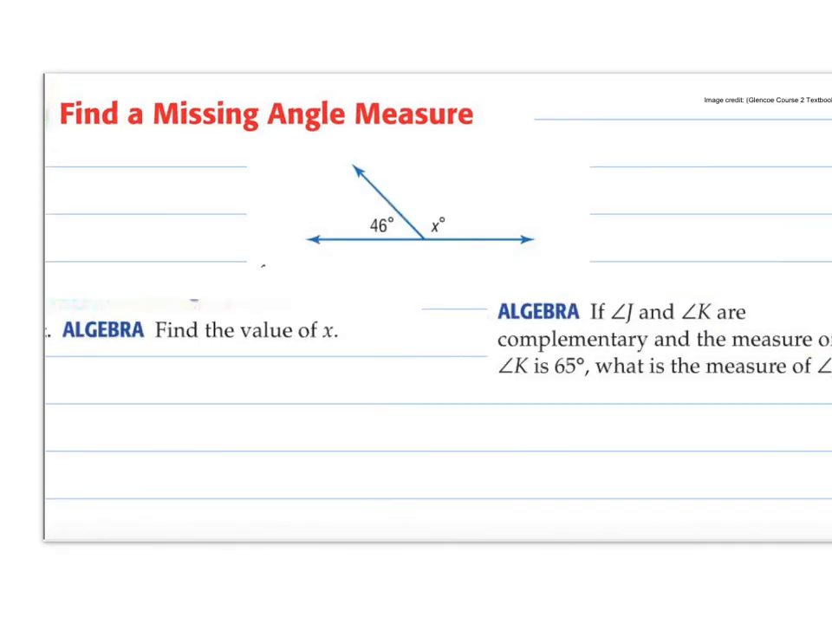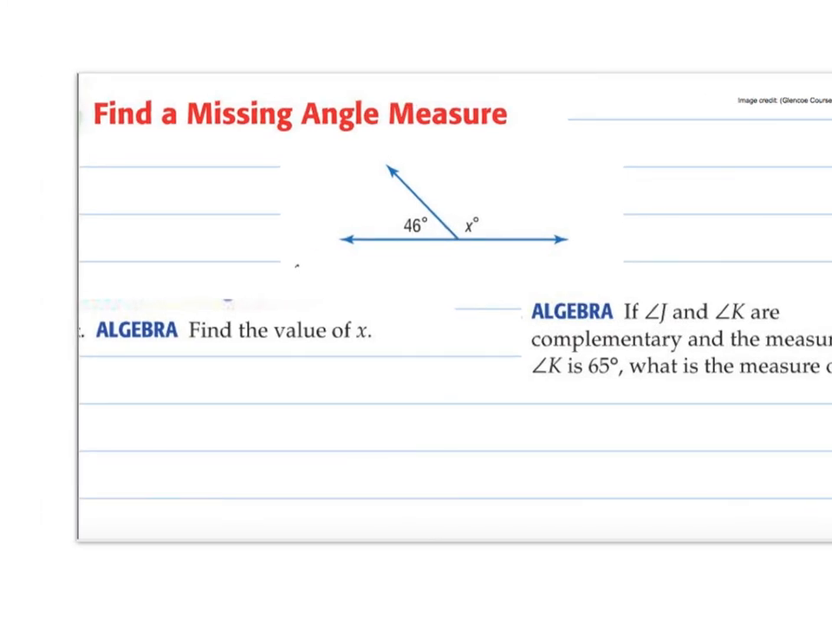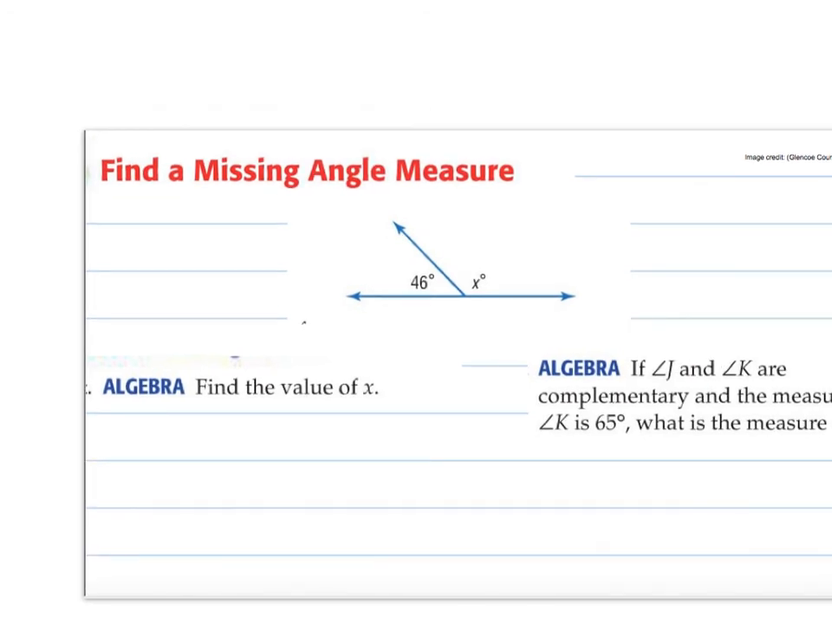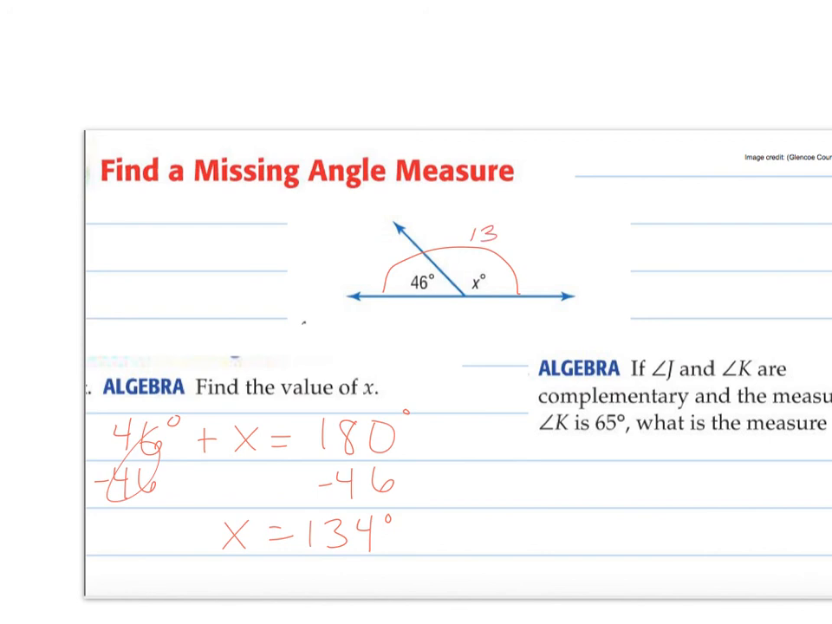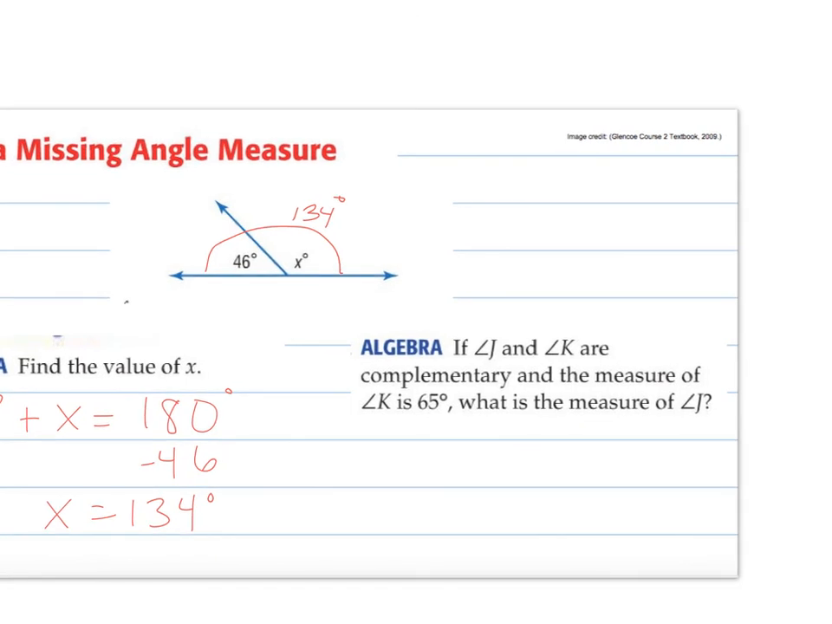Okay, so find the missing angle measure. Try it on your own. For this one, find the value of x. This is a separate one. So I noticed that these are forming a straight line, so I know that 46 degrees plus whatever x is should equal supplementary, which is 180. So without that 46, my variable then should equal 134 degrees, which makes sense since it's obtuse, it should be more than 90 degrees. You could always plug it back in to check to see if you're right.